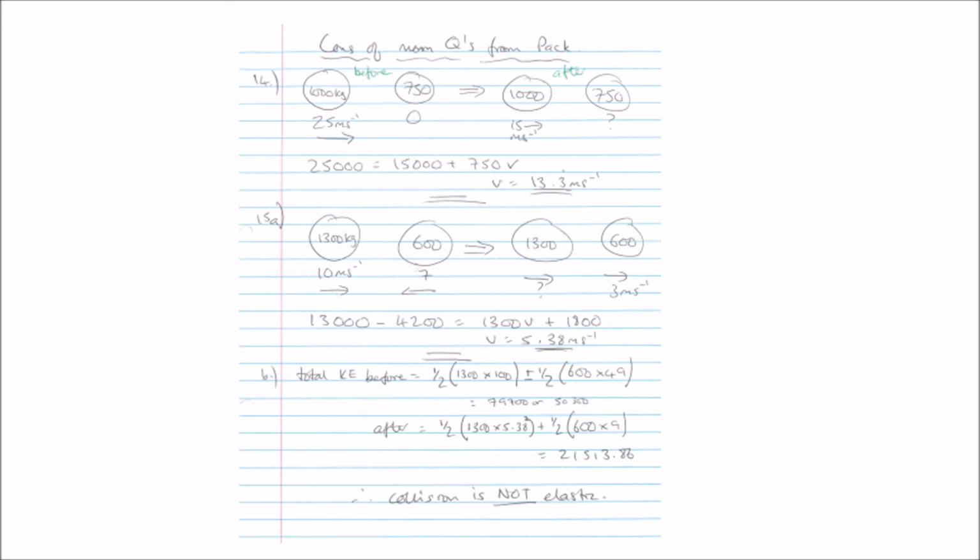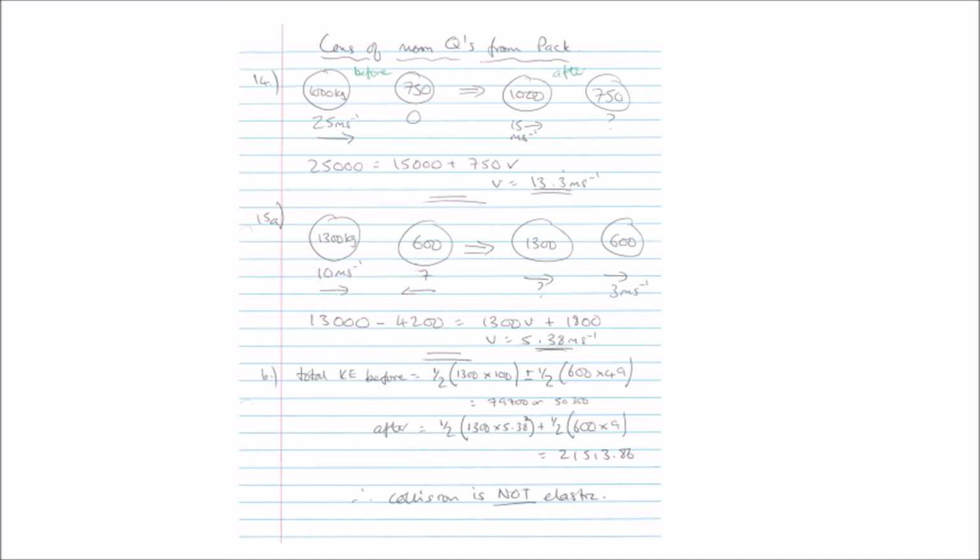Second one, head-on collision. Don't forget you have to use your minus there to indicate this is traveling in the opposite direction. So that's my total momentum before, mass times velocity, and subtract them. After the collision, they both travel left to right, hence the plus there. And you needed the new velocity of the 1300 kilogram body. So equate the momentums, and you get the new velocity is 5.38 meters per second.